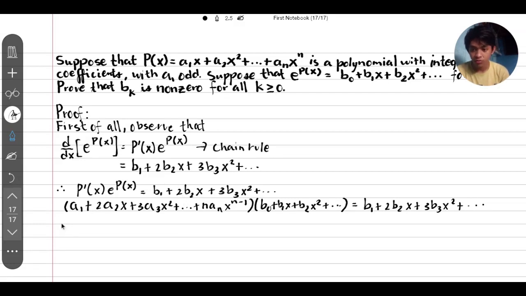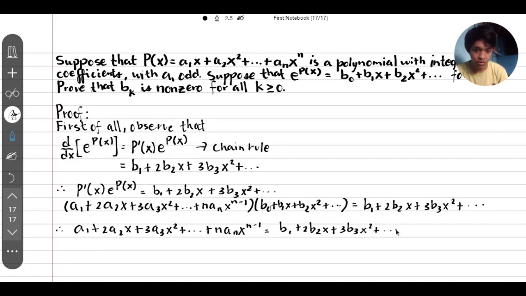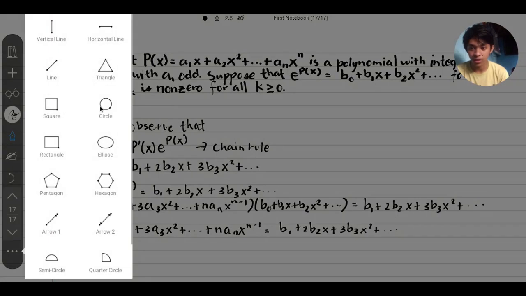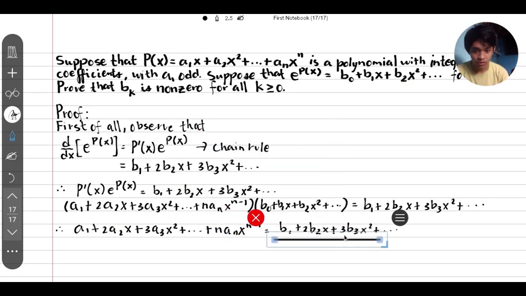By doing so, we get a sub 1 plus 2 a sub 2 x plus 3 a sub 3 x squared up until n a sub n x raised to n minus 1, which is equal to b sub 1 plus 2 b sub 2 x plus 3 b sub 3 x squared and so on, all over, since we divided both sides, b sub 0 plus b sub 1 x plus b sub 2 x squared and so on in the denominator.